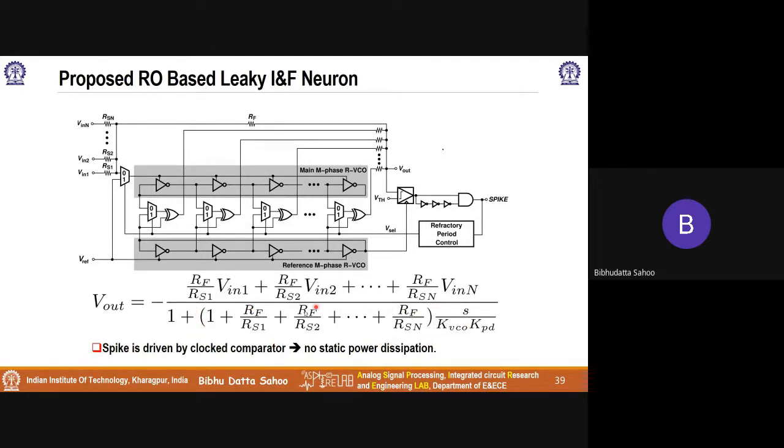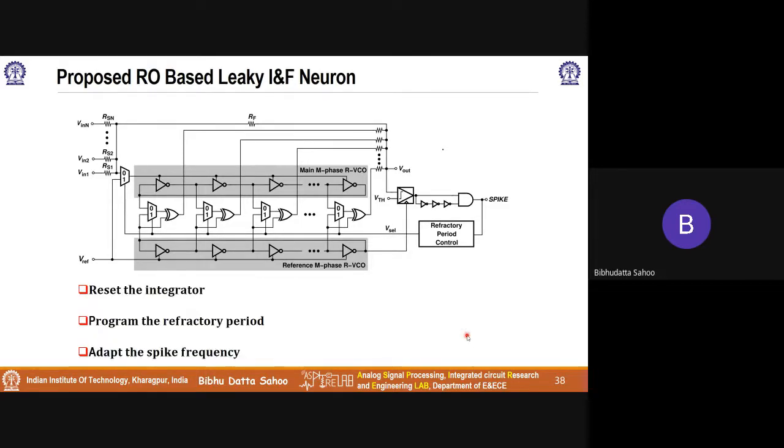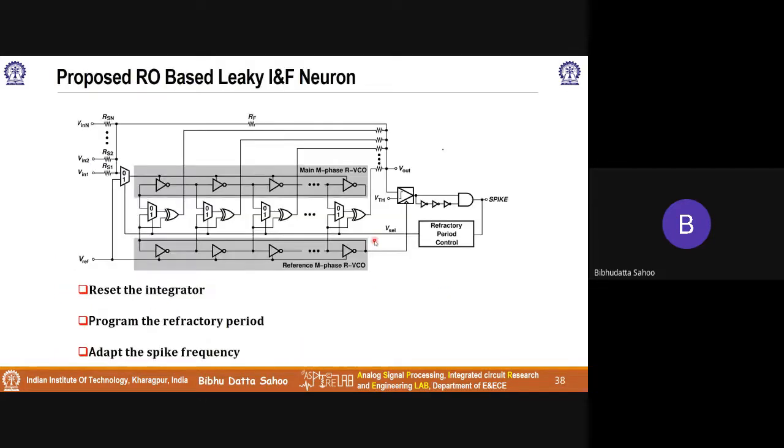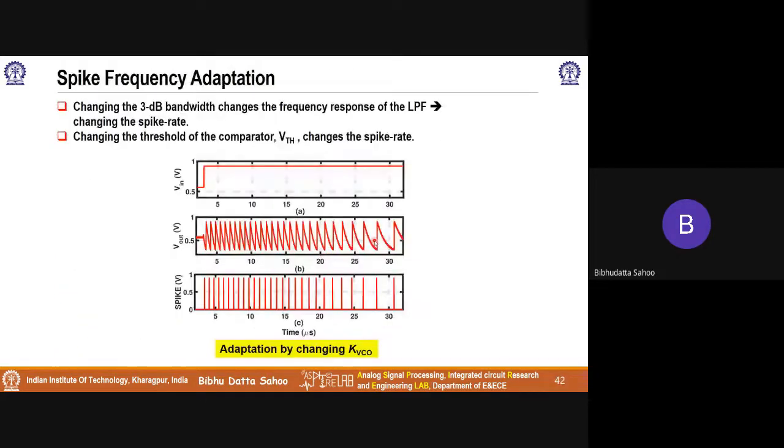We don't want to put programmable resistors because that will add area. So what do we do? KPD is fixed. It is pi. It is the phase detector gain. We can adjust the KVCO. So we adjust the KVCO by using this programming technique, digital programming. So by adjusting the KVCO, we can adjust the 3 dB bandwidth.